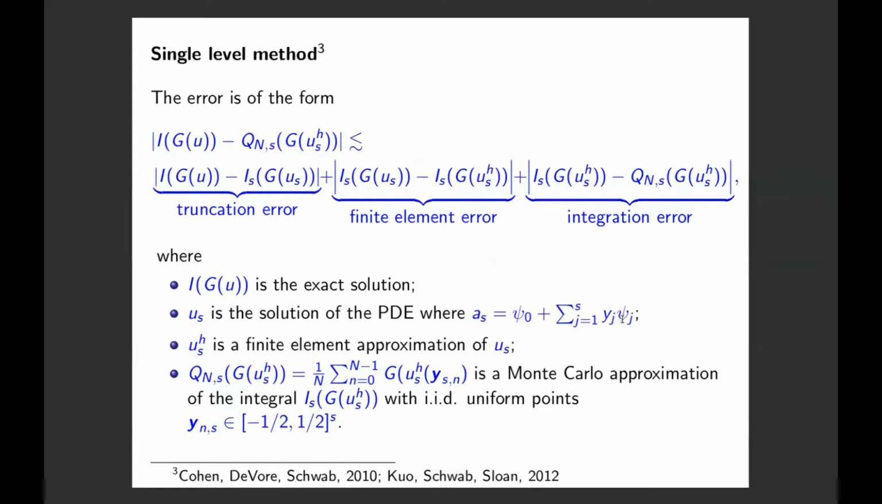So when we do this, we can plug this into our PDE and use a finite element solver with mesh width h to obtain an approximation of this solution. And this we can plug into this type of algorithm here. I'm in particular interested in the Monte Carlo approximation, where these points y_n, which are s-dimensional vectors, are IID uniform points in the cube from -1/2 to +1/2 to the power of s.